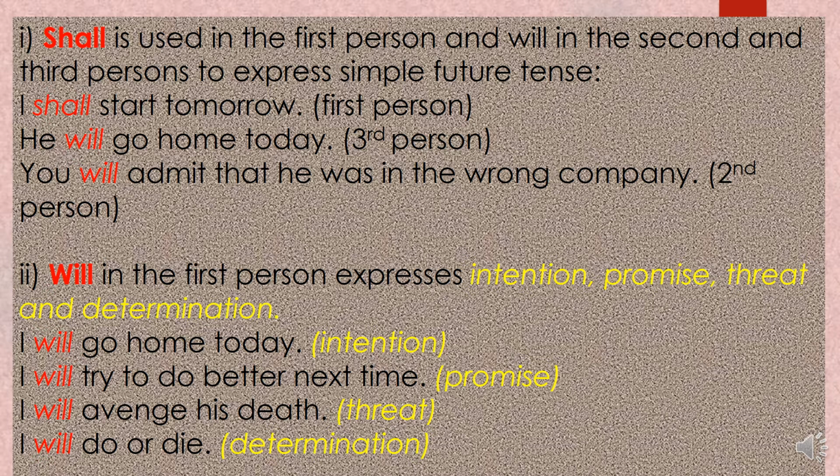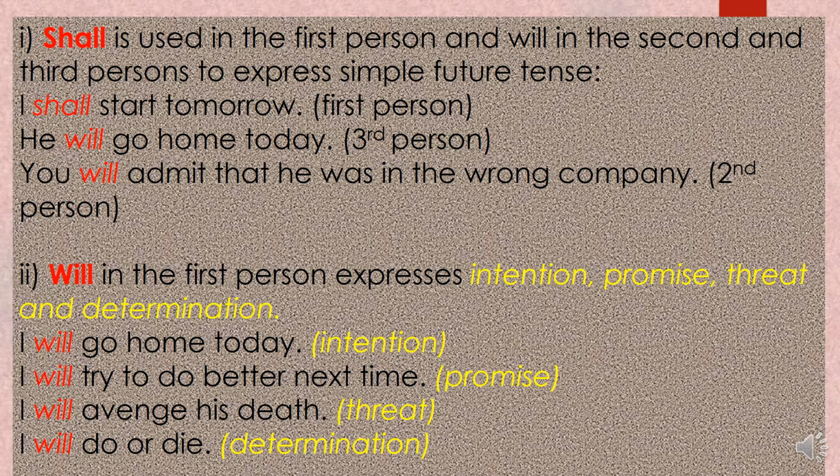So will is used with the normal future, with simple future tense, with second and third persons. Now see the use of will in the first person. Here we have seen that in simple future tense we use shall with the first person, but where to use will in the first person? See, when we want to express some intention, promise, threat and determination. The thing that I've told you through the chart, the strong future.